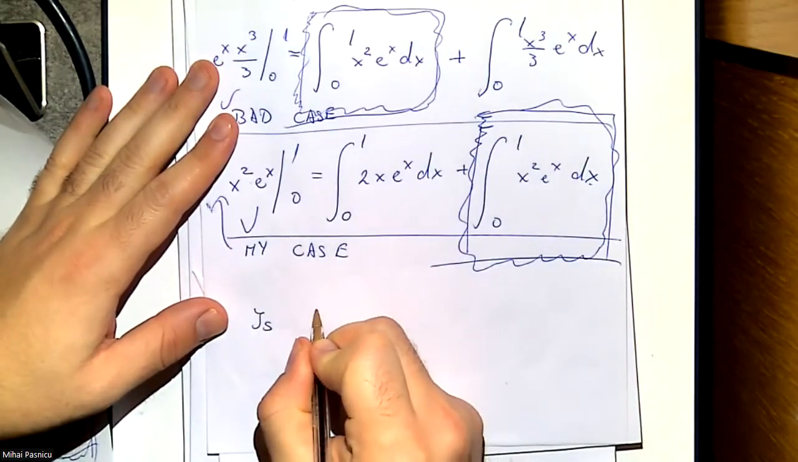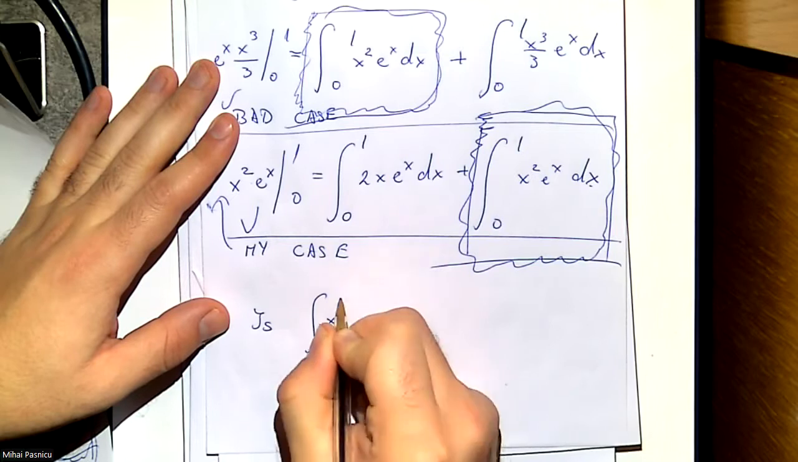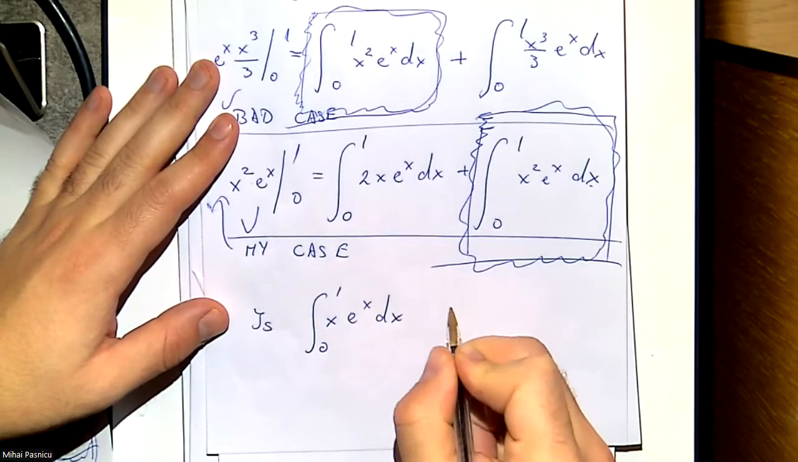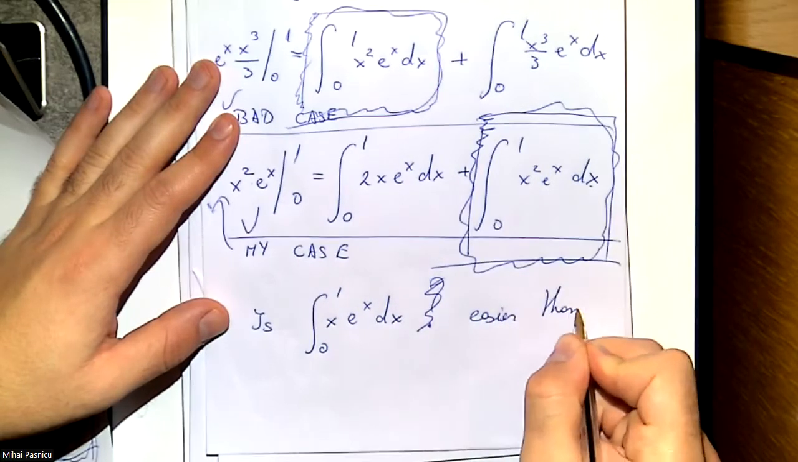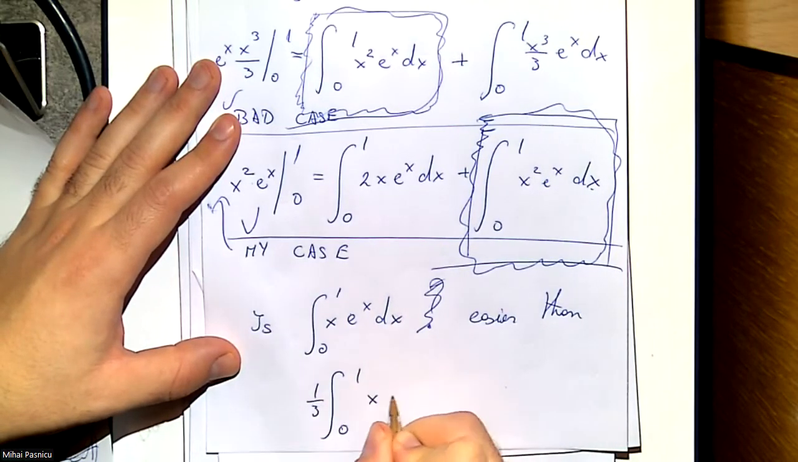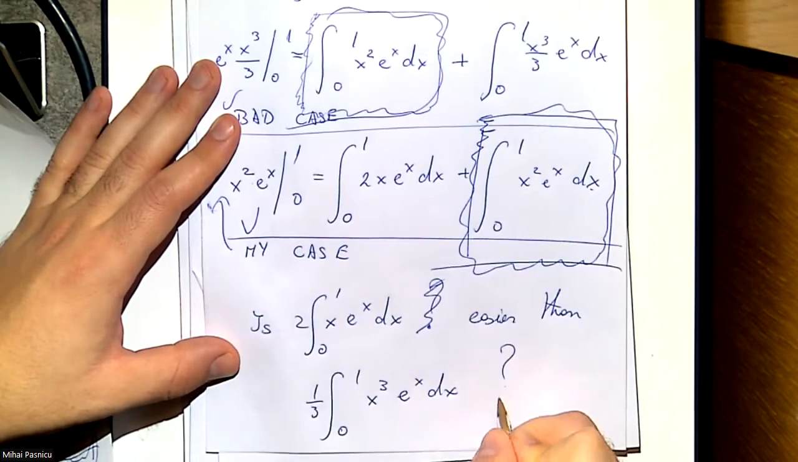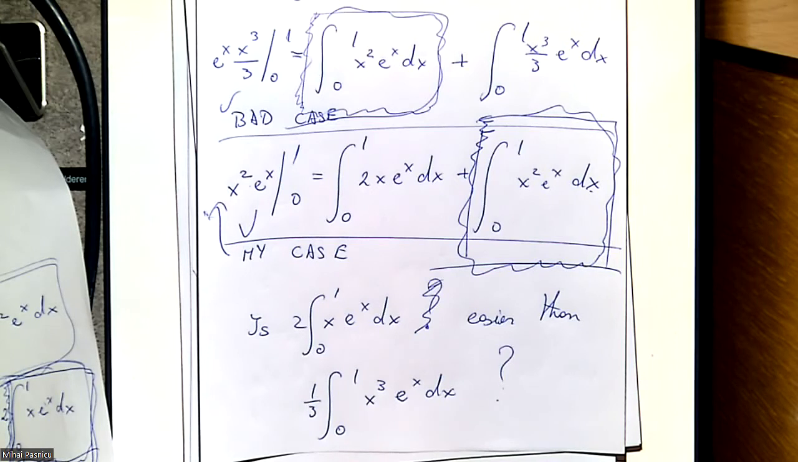Is the integral from 0 to 1 of e to the x dx easier to compute than the integral from 0 to 1 of a third x to the third e to the x dx? That is the question, and the answer is yes. The problem is you can't even compute this. There's no way you can compute this. Literally no way, unless you do it by parts like 4 times, 3 times. Okay? So that's the idea.